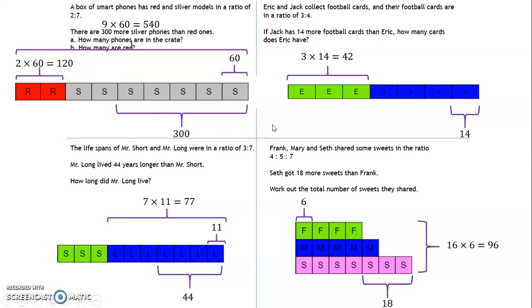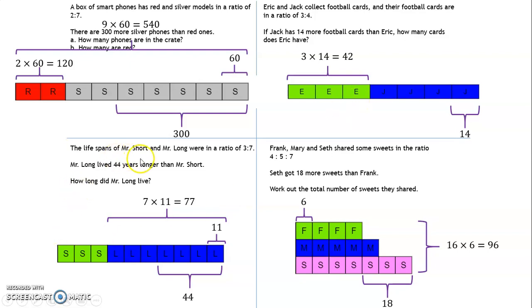Next, Eric and Jack collect football cards, and their football cards are in a ratio of 3:4. If Jack has 14 more than Eric, how many cards does Eric have? So here, 3 parts for Jack is the same as Eric, so it's this extra 1 here that's more, and that's 14. We don't need to divide this time because that is 1 part. So all we need to do is say, well, Eric got 3 of those, so 3 lots of 14 is 42.